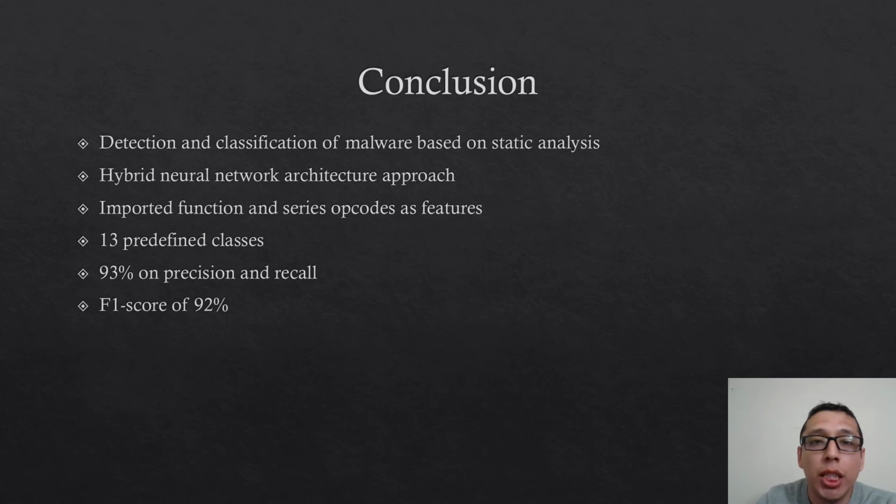To conclude, this neural network consists of convolutional and feed-forward layers that use metadata of PE files, imported functions, and a series of opcodes to separate malicious executables from benign programs and classify malware into predefined classes. The evaluation results demonstrate that a hybrid architecture approach outperforms baseline methods such as a simple feed-forward neural network and a support vector machine. The precision and recall were 93 and the F1 score was 92.